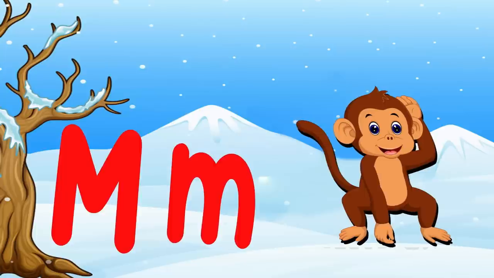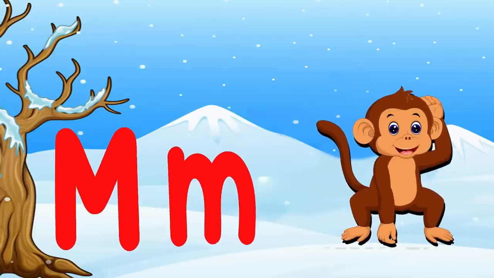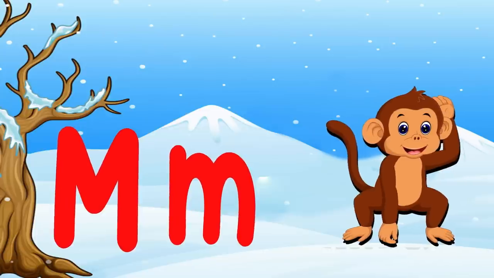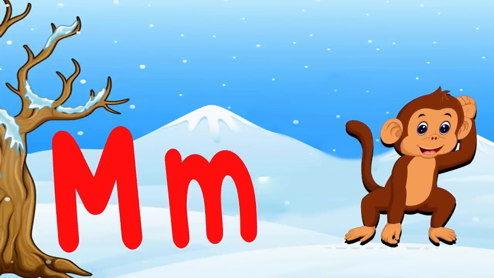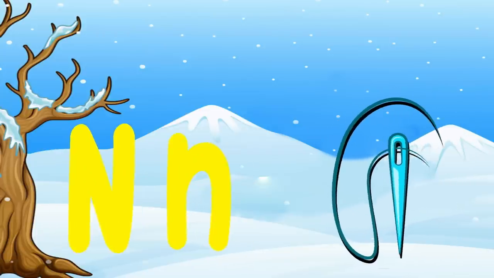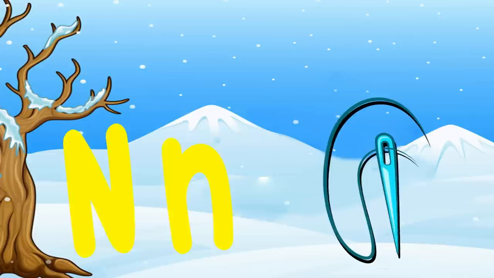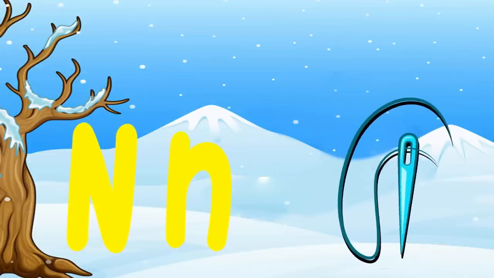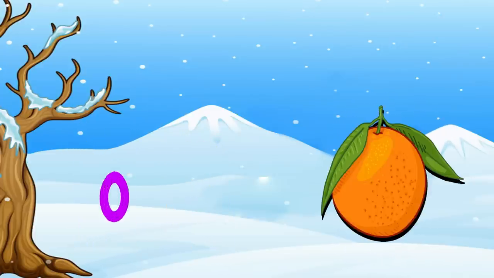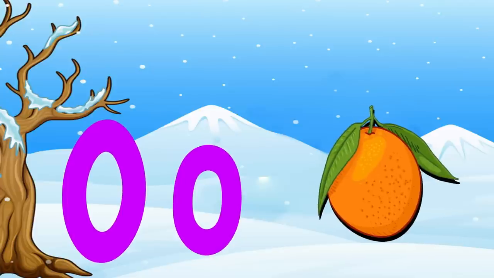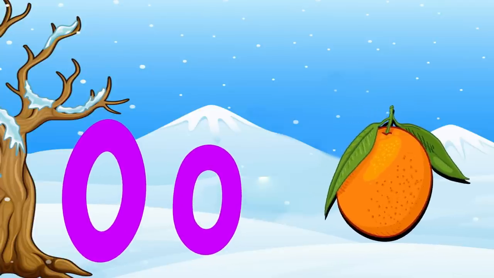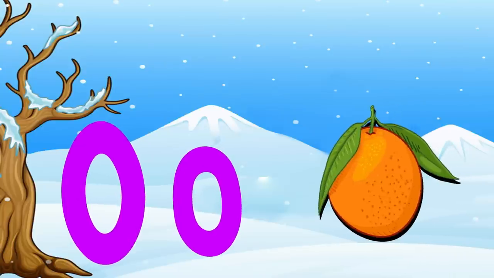M is for monkey, monkey, M, monkey. N is for needle, needle. O is for orange, orange, O, orange.